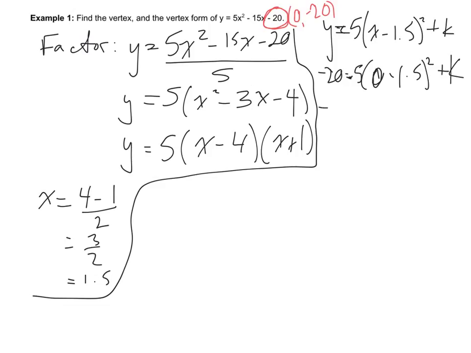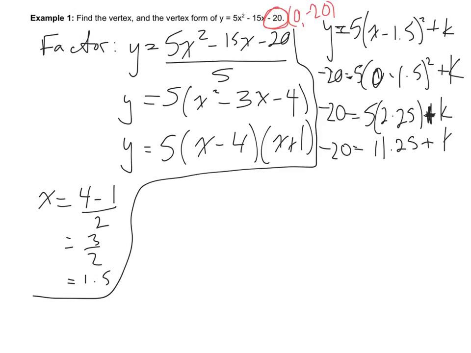Beautiful. So we rewrite negative 20 because nothing's happened there. 0 minus 1.5 is still negative 1.5. And if I square negative 1.5, I get 2.25. So 5 times 2.25, plus k. Sorry if that doesn't look like a plus sign. Negative 20 equals 5 times 2.25 is 11.25 plus k.